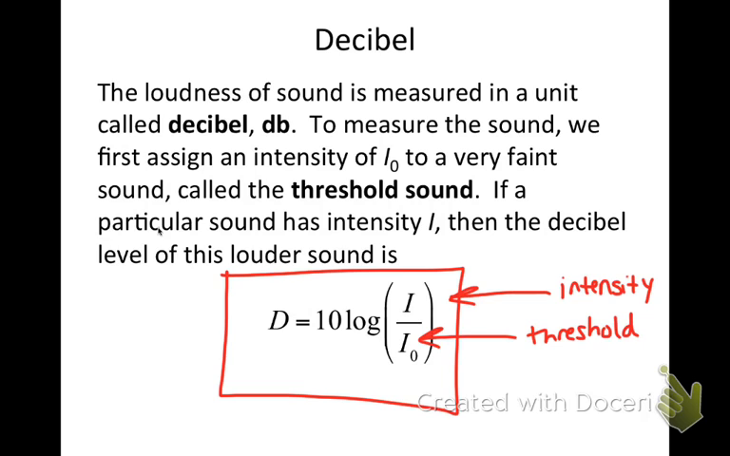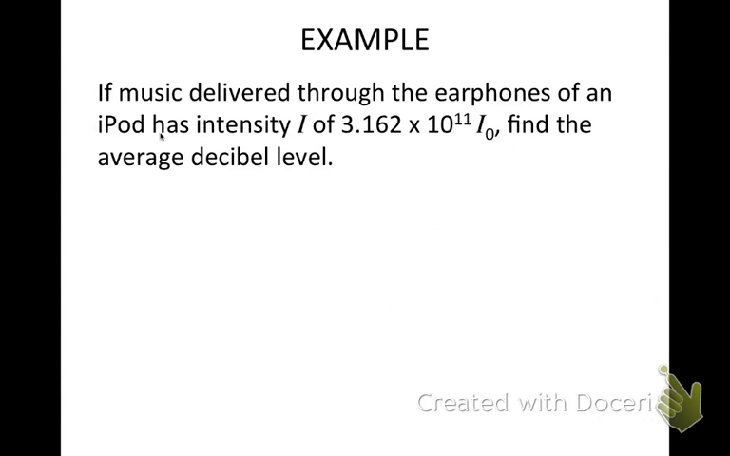All right, so let's see this one in play. Good? So here is our example. If music delivered through the earphones of an iPod has an intensity I of 3.162 times 10 to the positive 11th power, I sub 0, find the average decibel level. So important parts: here's my intensity, it's multiplied by I sub 0. Find the average decibel level.